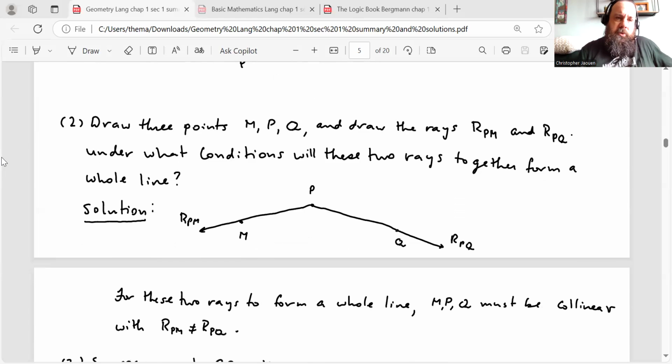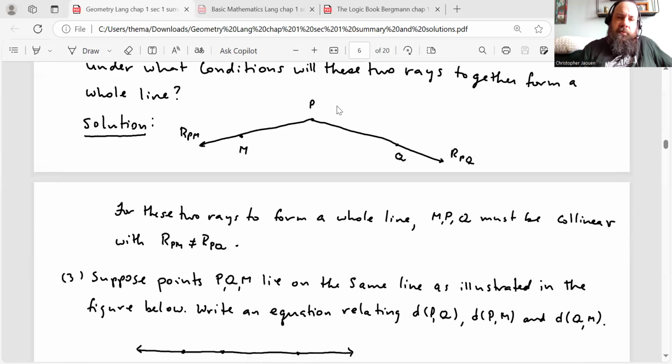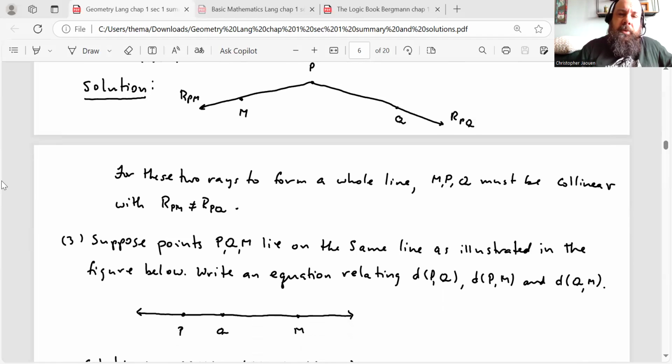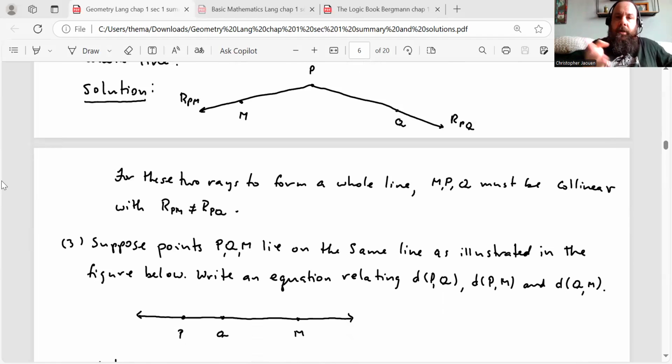All right, question number two. Draw 3 points, M, P, Q, and draw the rays PM and PQ. Under what conditions will these two rays together form a whole line? So here I have drawn the picture. For these two rays to form a whole line, M, P, Q must be collinear with ray PM not equal to ray PQ. In other words, P has to be between M and Q in order for it to be a straight line, in addition to the 3 points having to be collinear.